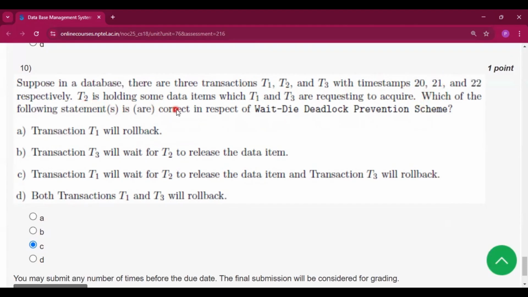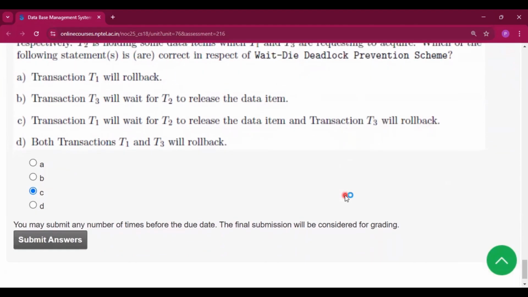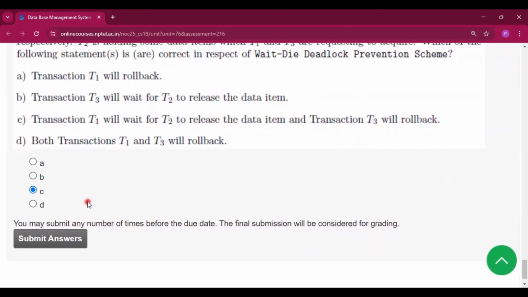Here T2 is holding some data items, whereas T1 and T3 are requesting to acquire the lock. In this case, the older transaction will wait for the holding transaction. So T1 will wait for T2 to release the data item, whereas the transaction that is younger than the holding transaction will roll back. That means transaction T3 will roll back. So option C will be the answer of question number 10.